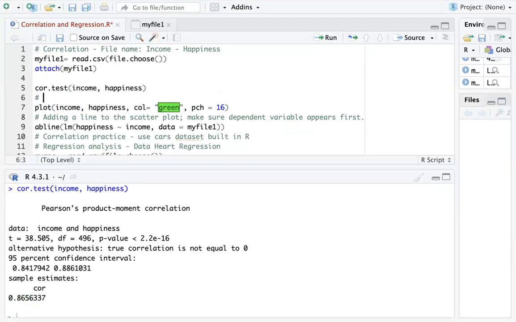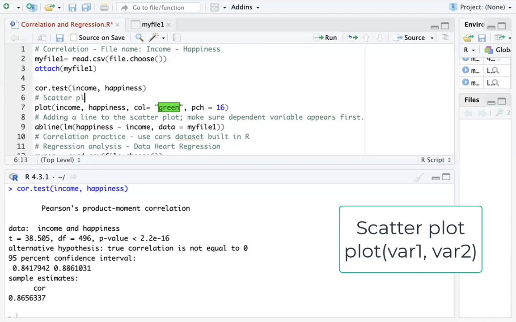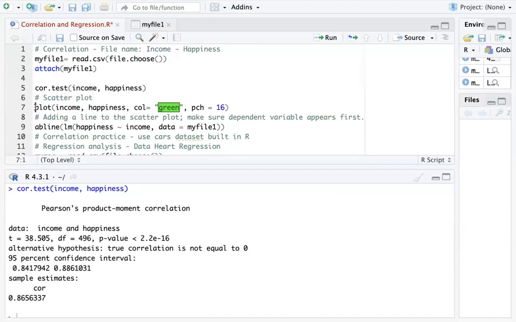Let me write here scatter plot. So, a scatter plot between income and happiness, and for that I will use this command: plot income and happiness. This is the minimum command. And then other things, they are auxiliary, they are just cosmetic.